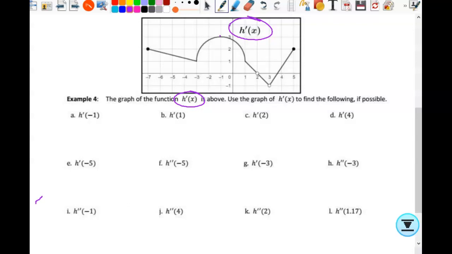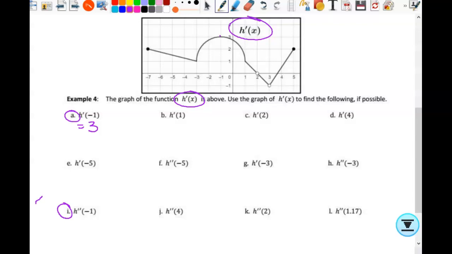We agree with that? Okay. So it doesn't ask me for this, actually it asks me for this on I. So let's talk about I. I was going to make you do it right here, but we just did A, now we're going to look at I. I asks for h double prime of negative 1.